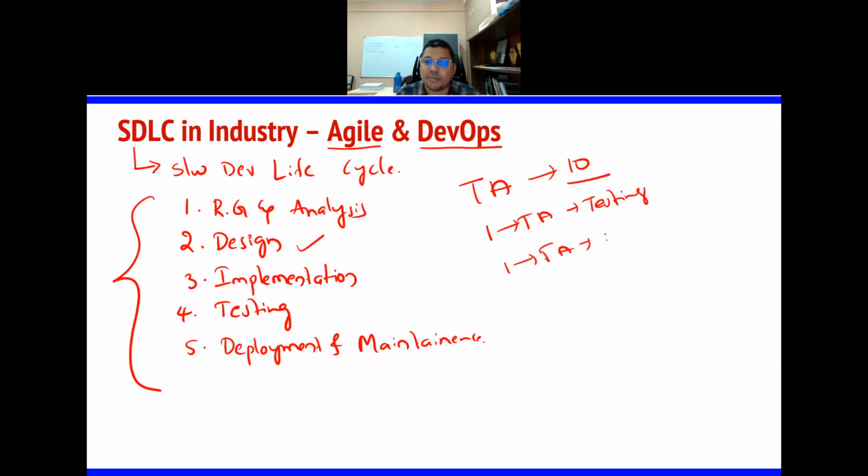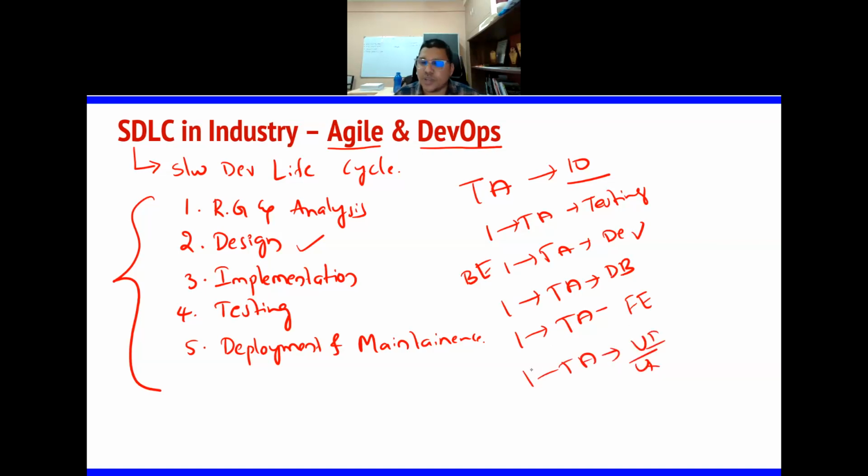One technical analyst is from the development team. One technical analyst is from the database team. One technical analyst is from, maybe, back-end development. This is maybe front-end development. And one more technical analyst from maybe UI UX design. Like this, we have different teams. Everybody is involved in taking the decision. Meetings happen, they take a decision.